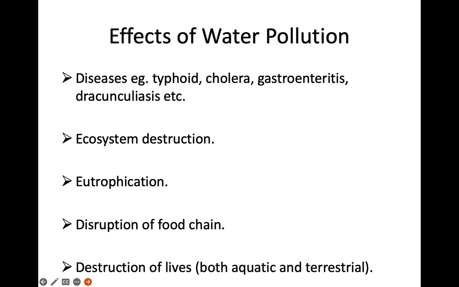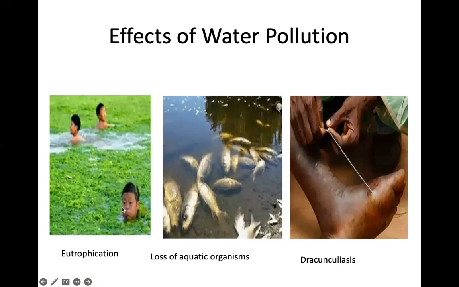Water pollution can also destroy the ecosystem. It can lead to algal bloom formation in the form of eutrophication, where the water surface becomes very green and aesthetically displeasing. It can also disrupt the food chain. This can lead to the destruction of life, especially in both aquatic and terrestrial environments. These are some of the consequences of water pollution. Here you see eutrophication, the formation of algal bloom. There is some loss of aquatic life, and there is the emergence of diseases linked to water-related diseases.